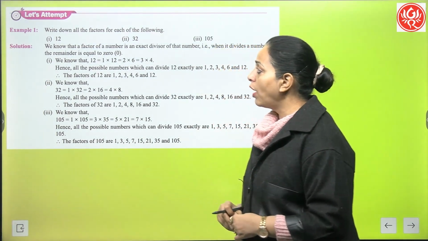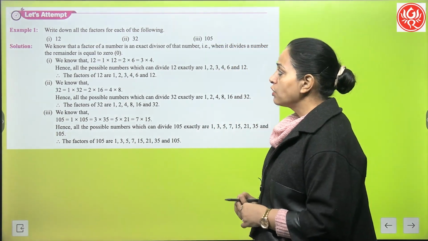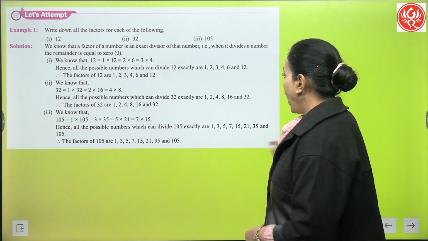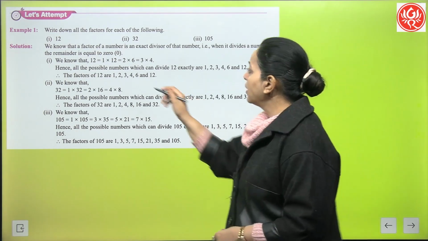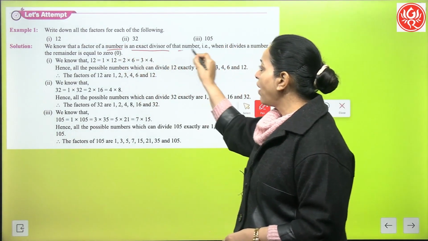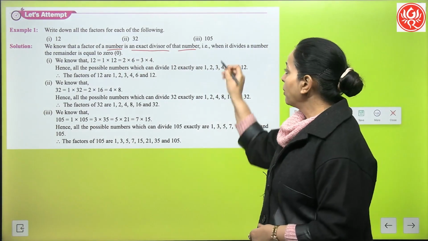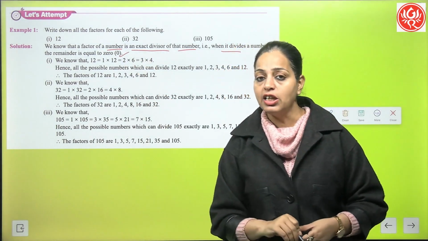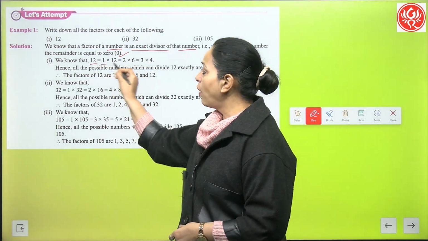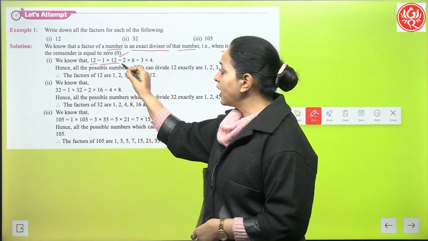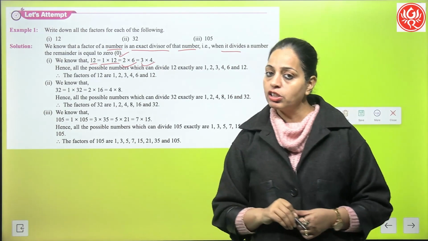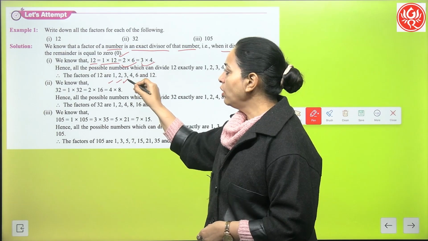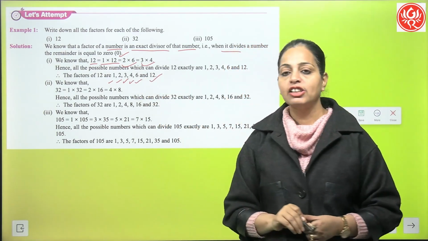We have example 1. Write down all the factors for each of the following. The first one is 12. So we know that a factor is what? Factor of a number is an exact divisor of that number. यानी जब हम उस नंबर से डिवाइड करें तो रिमाइंडर हमारा क्या आए? इक्वल टू 0. सो 12 के फैक्टर्स यानी 1 into 12, 2 6s are 12, 3 into 4 12. So what are the factors of 12? 1, 2, 3, 4, 6 and 12.